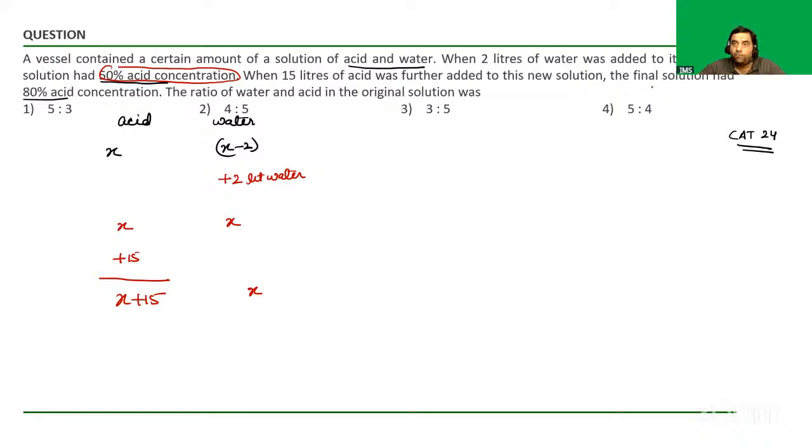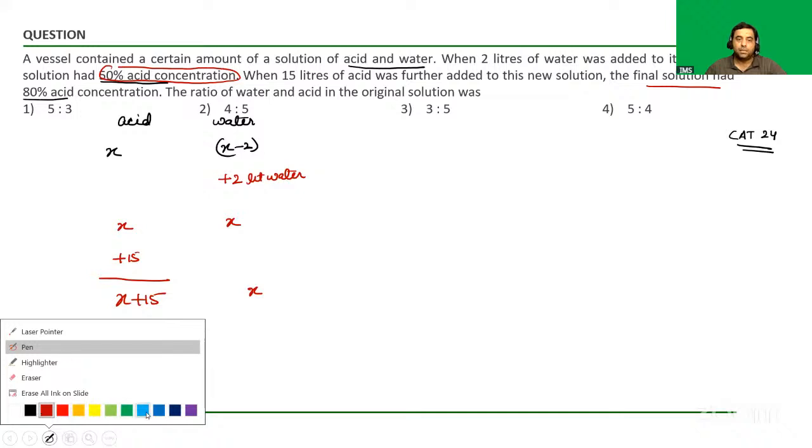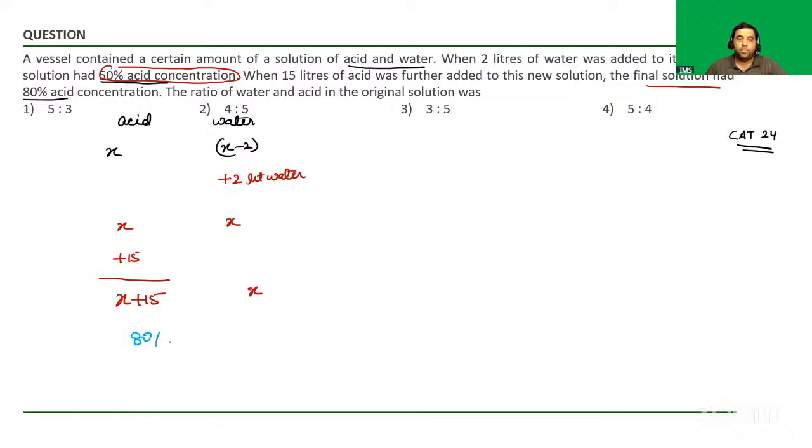Now it says the final solution had 80% acid concentration. So can I say by default, if it is 80% acid, then the water content is going to be 20%. That means we can safely say it is 80% acid, so by default it is going to be 20% water in the entire solution. So now from here, my aim is to identify the value of X, and once I know the value of X, my job is done.